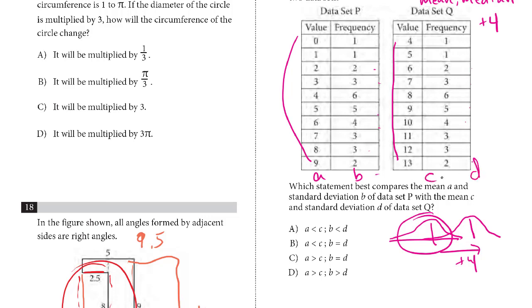So we'll compare A to C. C is going to be greater than A by 4. We know that. And we know the standard deviations, B and D, should be exactly equal, the same. They're the same sets or distributions. So therefore, the correct answer is going to be A is less than C. That's the same thing. And B equals D. The correct answer for 19 is B.